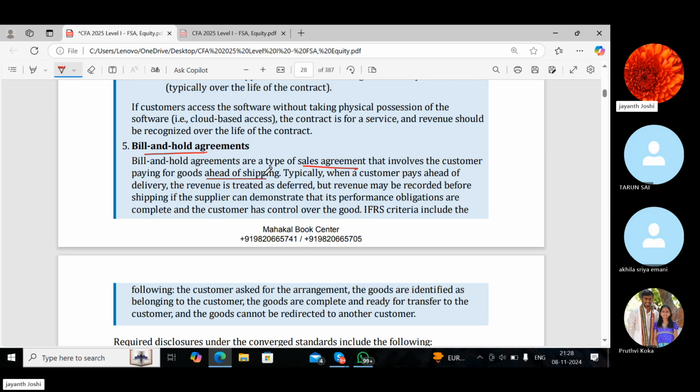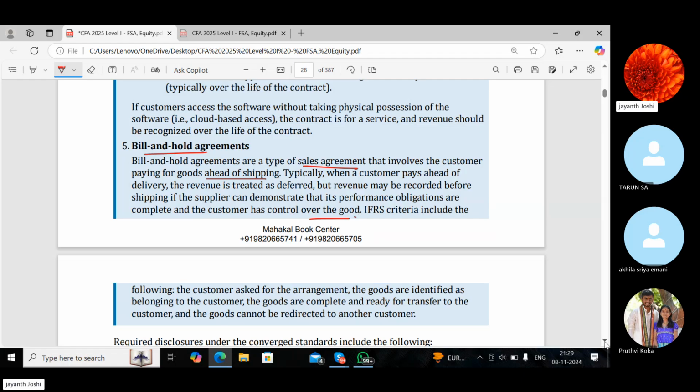If that is the case, they demonstrate, then what can happen? They can recognize it as a revenue. So customer pays ahead of delivery, the revenue is treated as deferred, but revenue may be recorded before shipping if the supplier can demonstrate that its performance obligations are complete. Customer has control over the good.